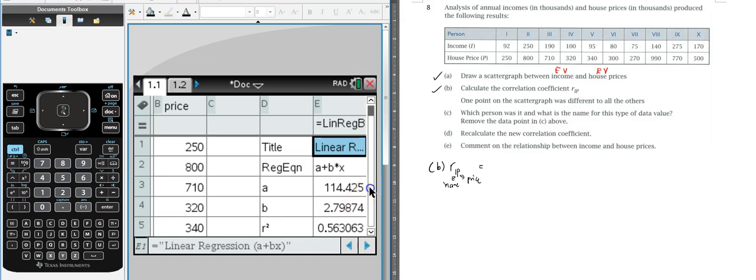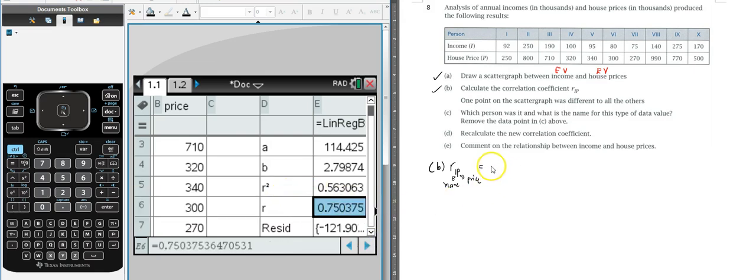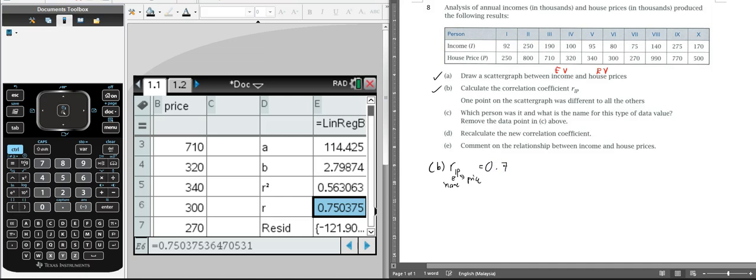So right now, the question asks to find the r. So the r is 0.7504. Normally I give 4 decimal places instead of 2 decimal places. It's more accurate. So next question, they say one point on the scatter graph was different to the others. So which one is different? So you need to identify from the scatter plot.